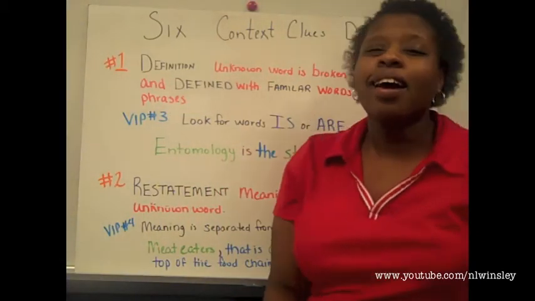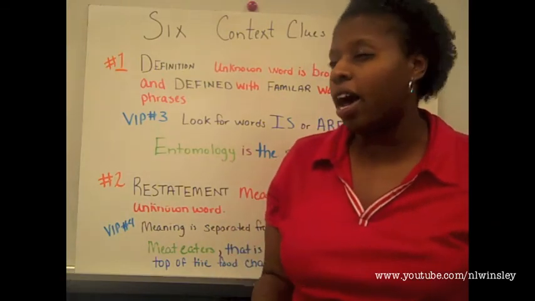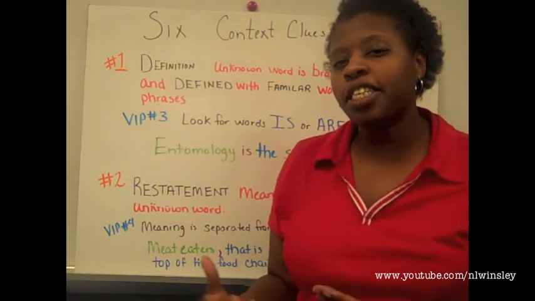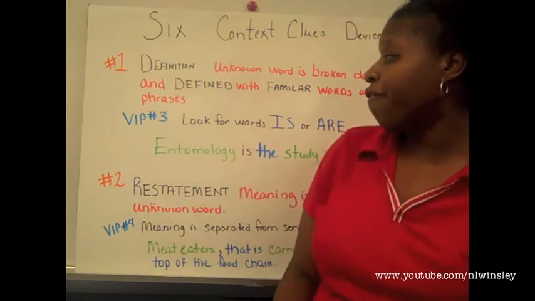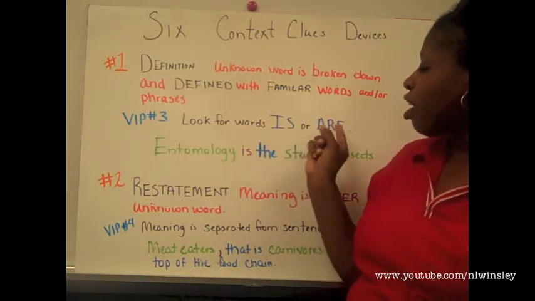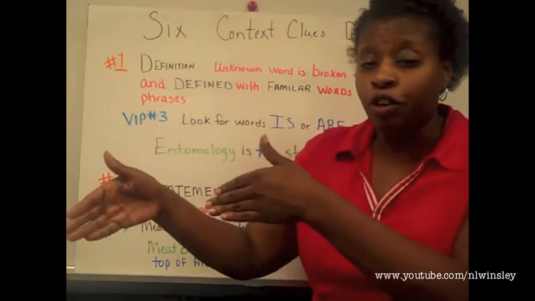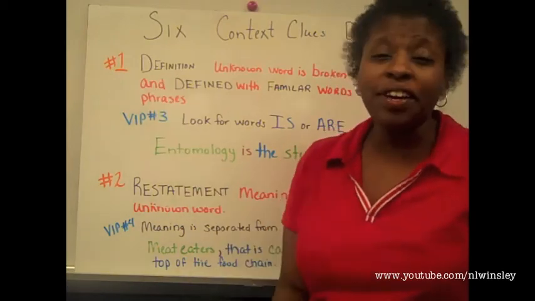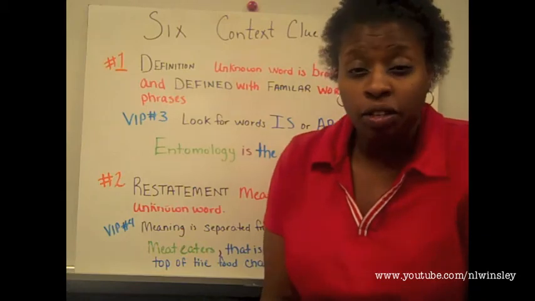There are 6 context clue devices. Number 1, which is the easiest to recognize, is definition. Definition is where the author takes the unknown word and defines it with familiar words and phrases. So VIP number 3, look for words like is and are. When you see these words next to or after an unknown word, you know the word is about to be defined for you. Very easy.